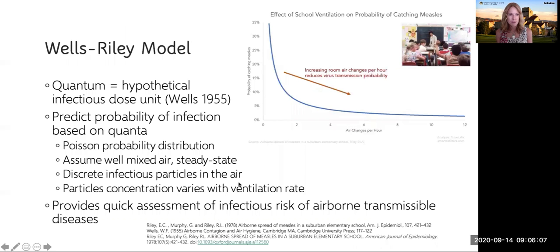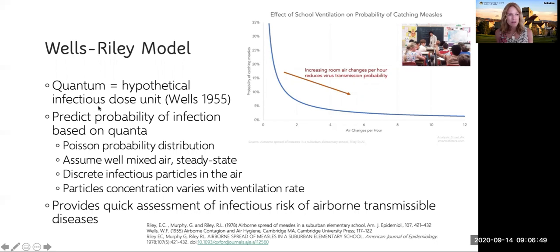transmitted. And so if we go to the Wells-Riley model, it provides a quick assessment of infectious risk of airborne transmissible disease, and it's been used for this since it was first developed and applied in the 1940s and 50s. And Dr. Wells defined this idea of quantum, which is a hypothetical infectious dose unit. And it was useful at the time because they didn't have all of the microbiological tools that we have today to try to assess viral activity and the number of virions in an aerosol particle, for example.